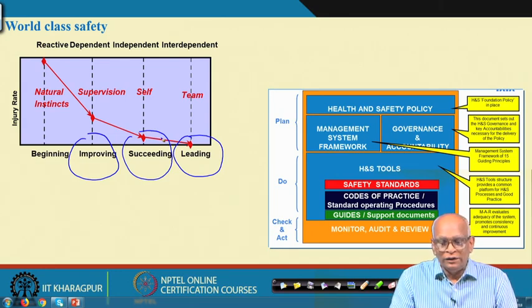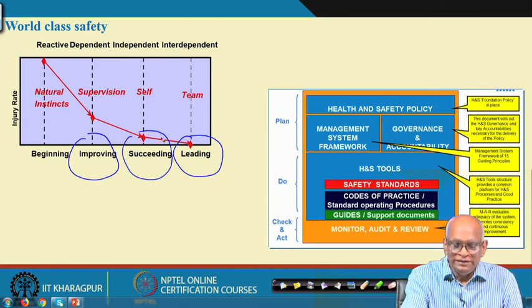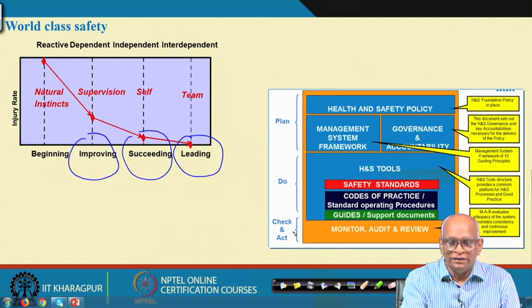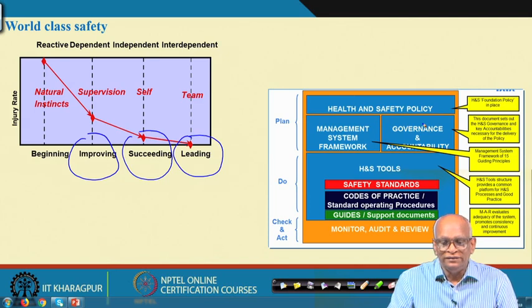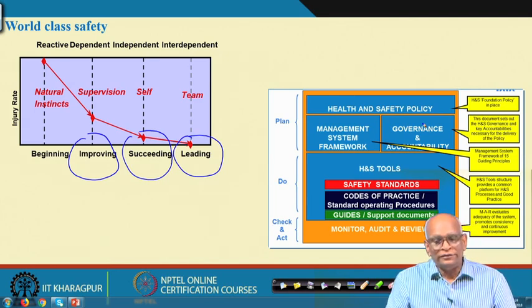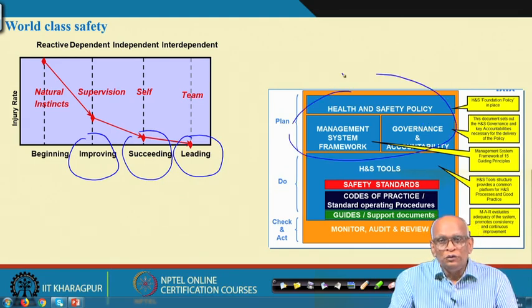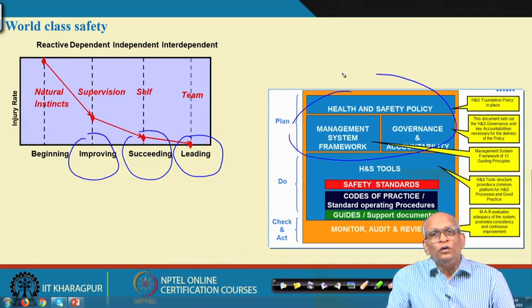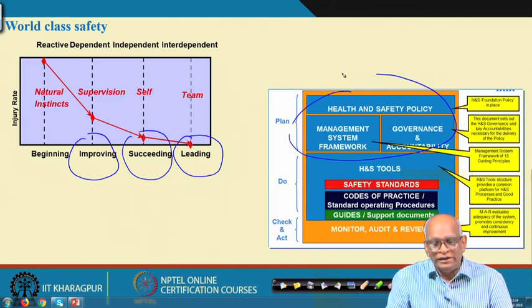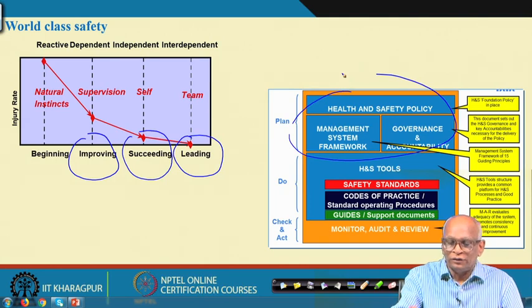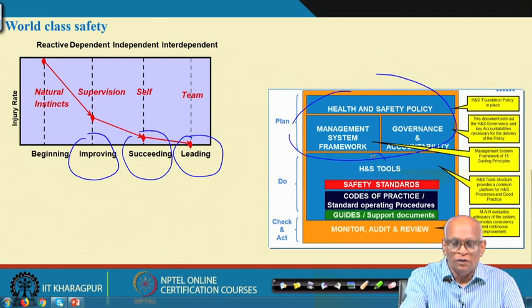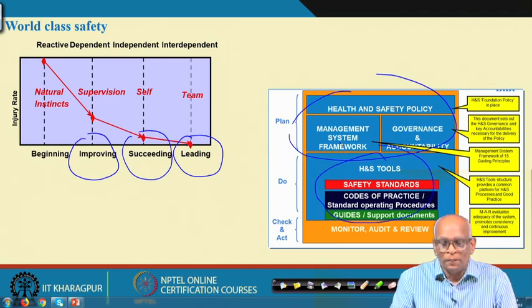The organization which we are talking about has PDCA deployed. In the planning, they have health and safety policies and management system frameworks. How do you do governance? They have written everything in the planning they do. And do is the implementation. How do you implement it? They have got the standards, the codes, the operating procedures, the HS tools. All these things come under do.